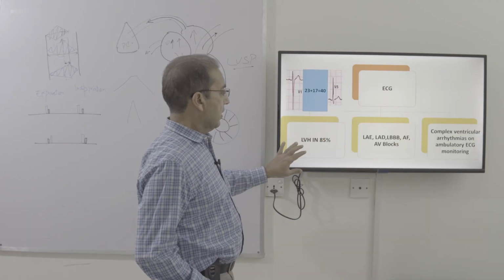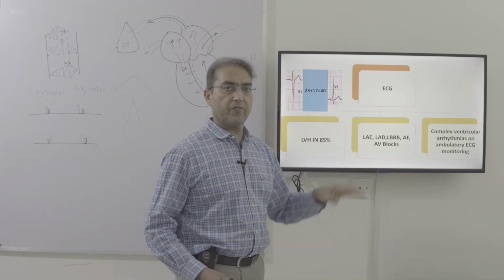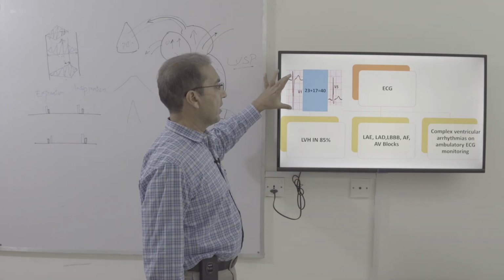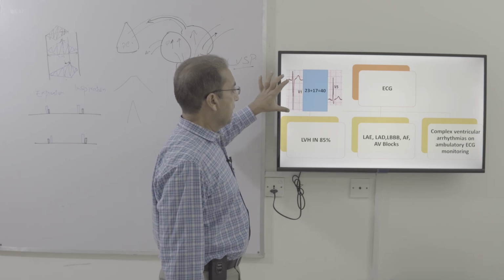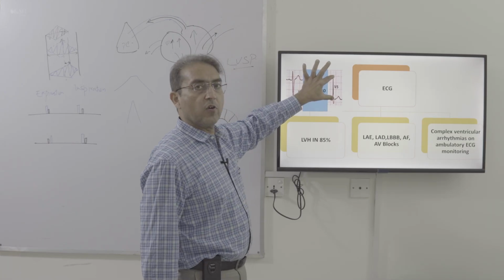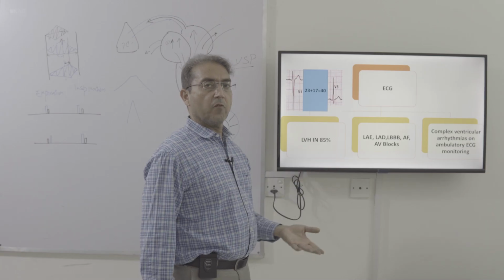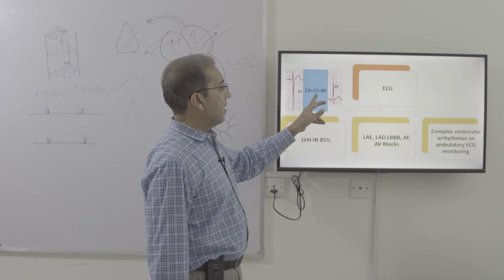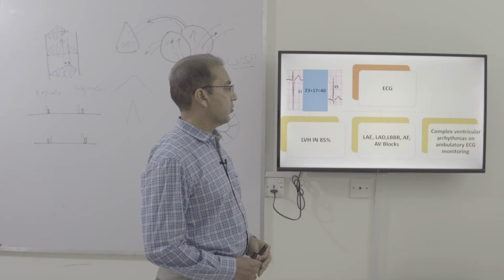Now, on ECG, 85% of patients show left ventricular hypertrophy. How do we check left ventricular hypertrophy? We use the voltage criteria. We take the chest leads V1 and V5 or V6. We add up the negative wave in V1 and the positive wave in V5 or V6. If this is more than 35 millimeters, this is the voltage criteria for left ventricular hypertrophy. This particular ECG shows a sum of 40 millimeters, which means this patient has left ventricular hypertrophy.